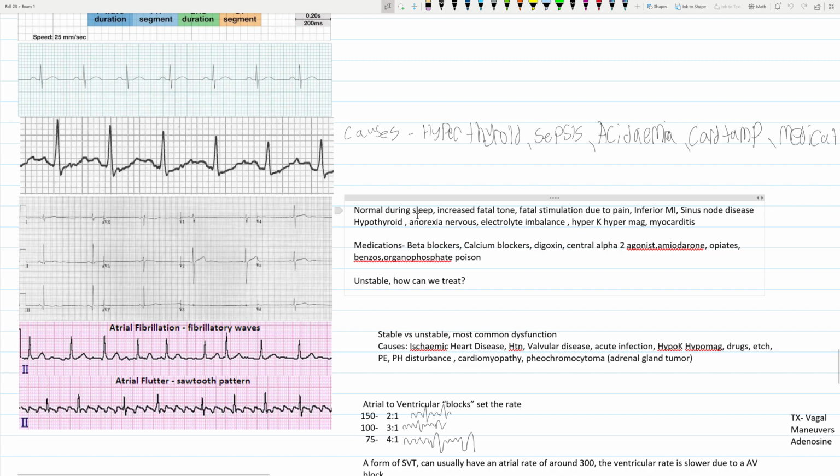our heart rate will decrease to save energy, and due to the decrease in metabolic needs, we're going to have a decrease in heart rate. That's due to the parasympathetic nervous system. We can also have it due to increased vagal tone. I wrote fatal tone, I meant to write vagal tone. So remember the vagus nerve. The vagal tone is the parasympathetic nervous system, which is going to decrease our heart rate.